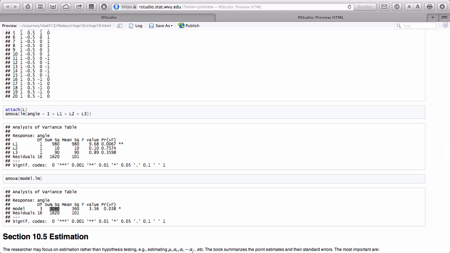Model.lm has 1080 as the sum of squares for the treatment. And notice that it's significant. So I want you to sum up these 3 sums of squares that have 1 degree of freedom. The 980 plus 10 plus 90. What does that equal? It's equal to 1080. In other words, I took that sum of squares and partitioned it into a sum of squares due to L1, L2, and L3. And since they're orthogonal, it will add up to the total sum of squares.